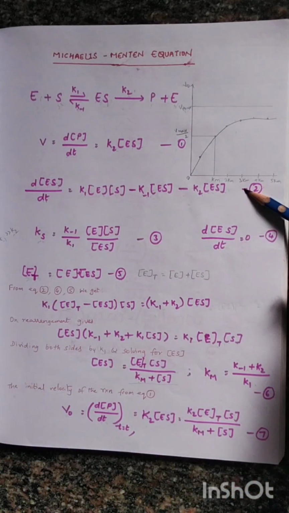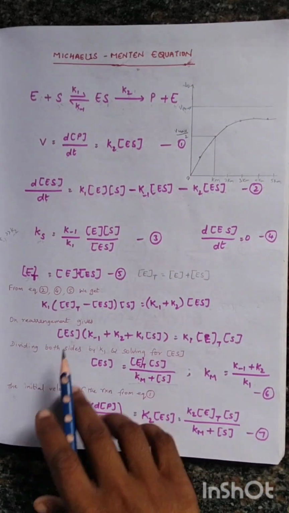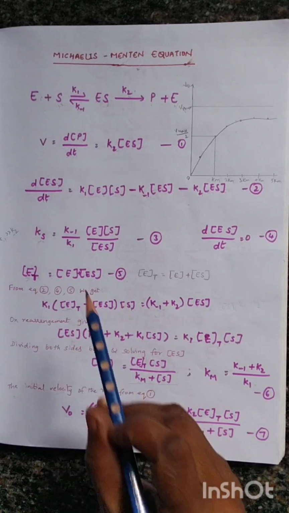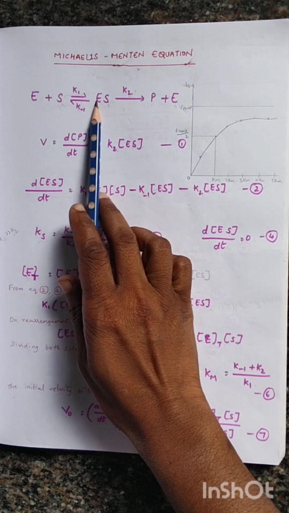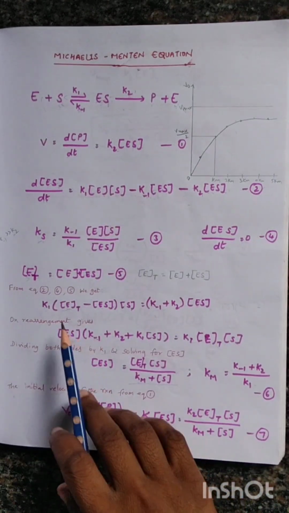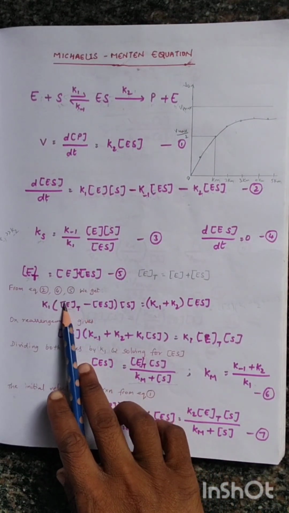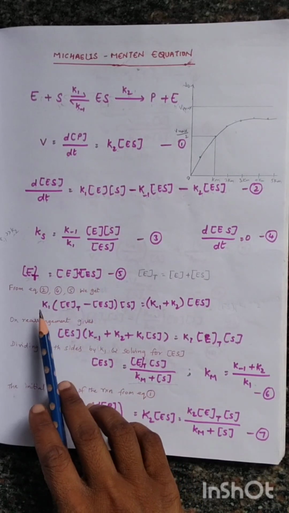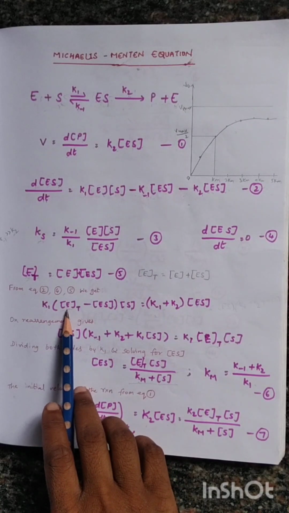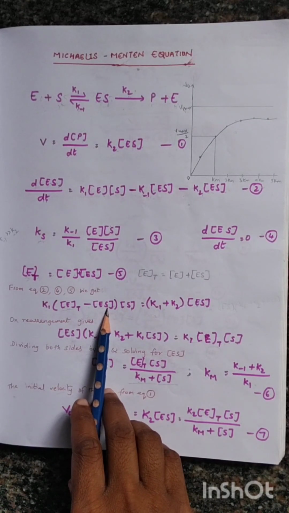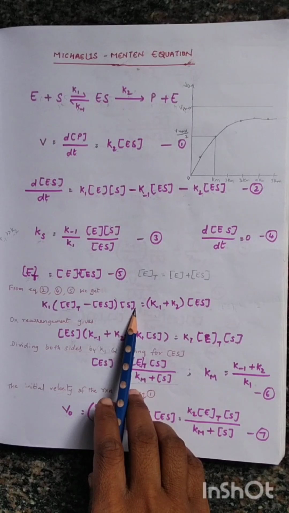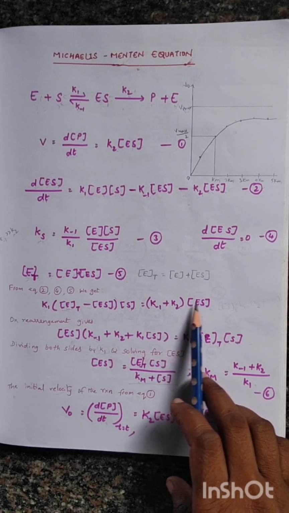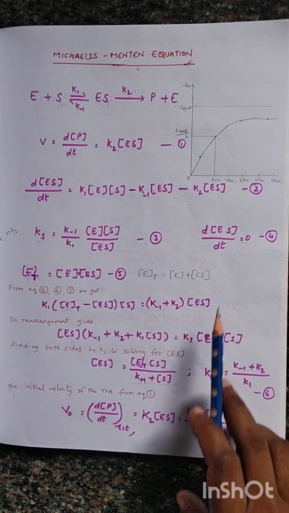From equations 2, 4 and 5, we can derive that K1 into E total minus ES. K1 is the reaction proceeding towards enzyme substrate complex. E total is the free enzyme plus enzyme substrate complex. So we can write that K1 into E total minus concentration of ES, whole into concentration of substrate, is equal to K minus 1 plus K2 of enzyme substrate complex.